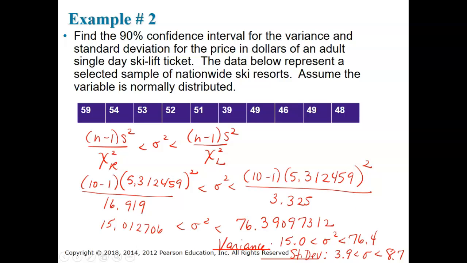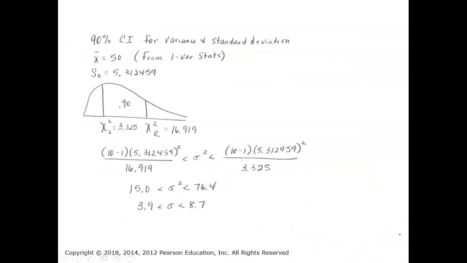Be sure that you maintain your level of accuracy by carrying your decimals forward in the problem, and take the square root to get your standard deviation. When you're writing the interval for variance, you should have sigma squared here in the middle. When you're writing the interval for standard deviation, then you should just have sigma in the middle.